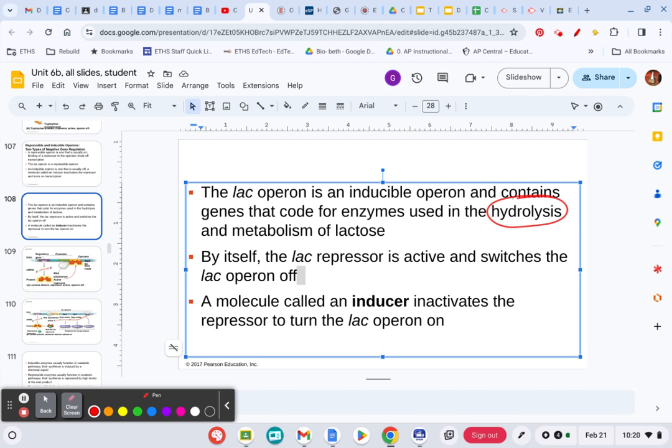It has the ability to break down lactose, and it can do that, but it normally is turned off unless there's a situation where it is exposed to lactose. Okay, and lactose is actually going to act as our inducer. Lactose is going to be the inducer. It's going to turn on the system.